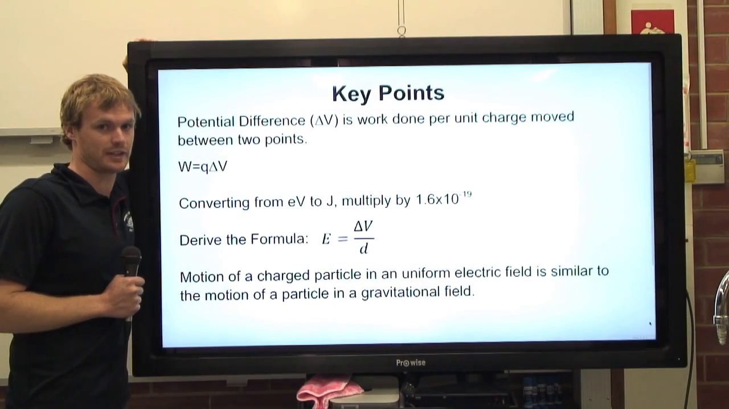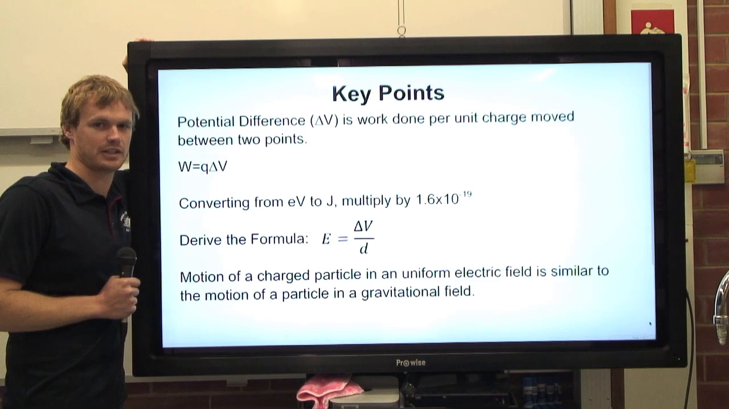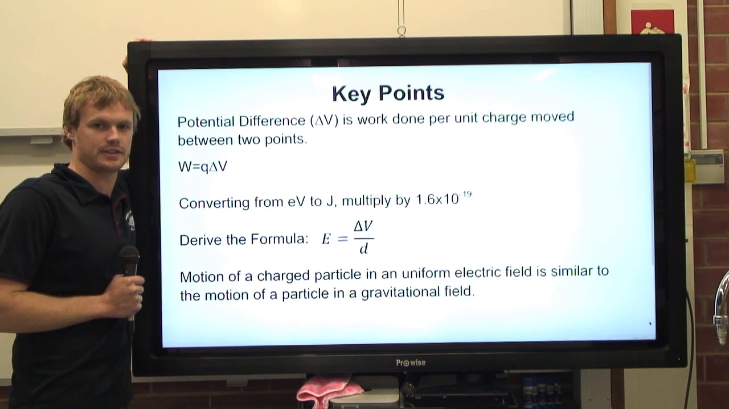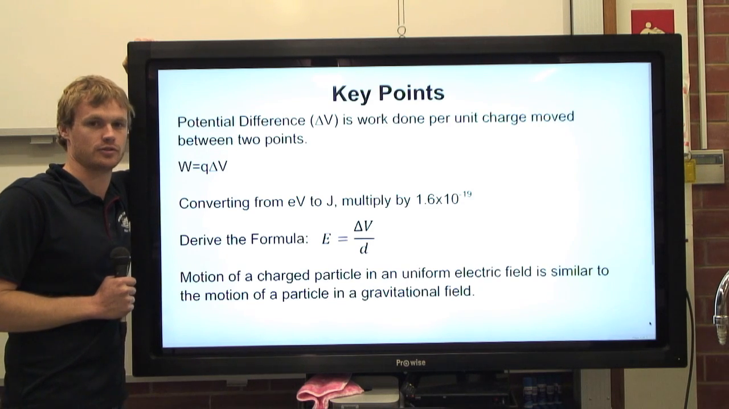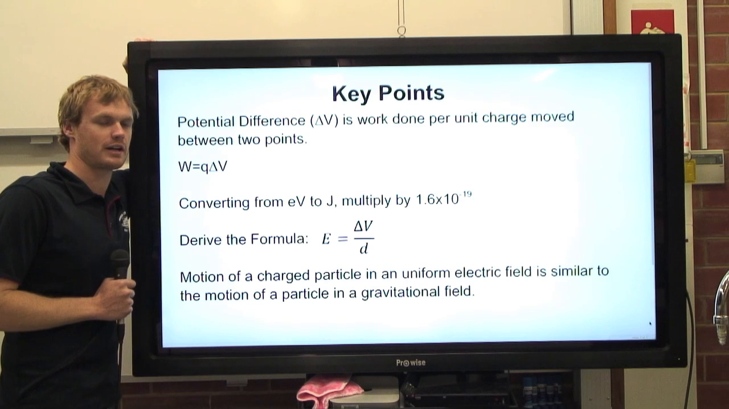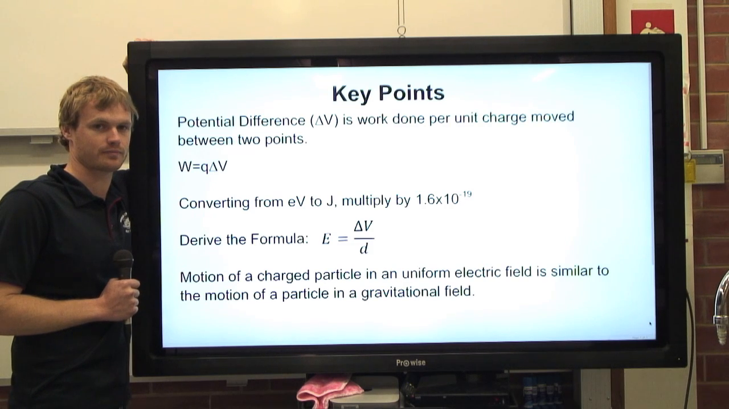So the key points for the video. The potential difference, or delta V, is the work done per test charge over a distance, so between 2 points. We can say this in the formula W equals Q delta V. We can rearrange this formula to find delta V. In that case, delta V would be equal to W on Q.